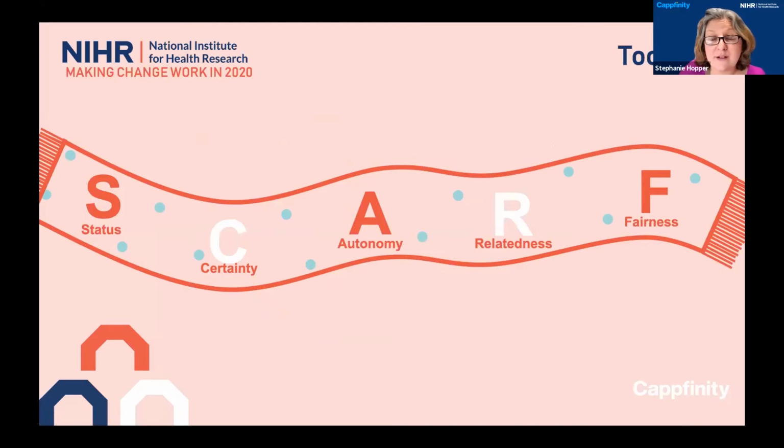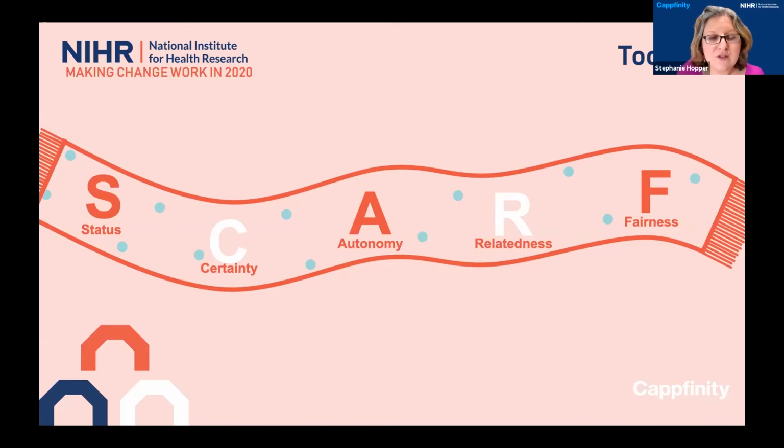David Rock, director of the Neuro Leadership Institute, developed the SCARF model to explain the 5 factors that the brain is always monitoring. These are what we need to keep in mind during change management. Research by his institute found the human brain is hardwired to respond to 5 key social needs, which are as follows. First of all, status, the perception of being considered better or worse than others.